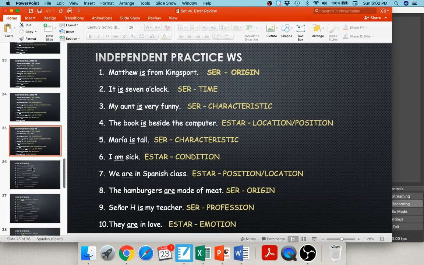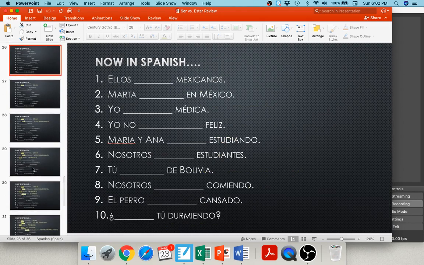Okay, so now that we've done this in English, I want to give you a chance to try in Spanish. So it's going to give you a sentence, and you're going to have to determine if you're going to use ser or estar, and then of course conjugate it correctly. So let's do a few together, make sure you know what you're doing.